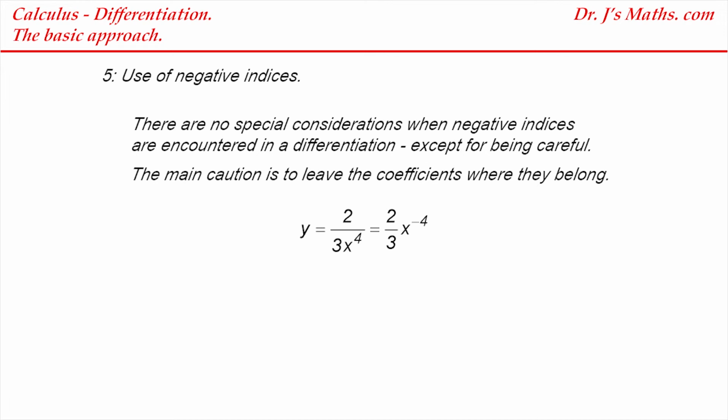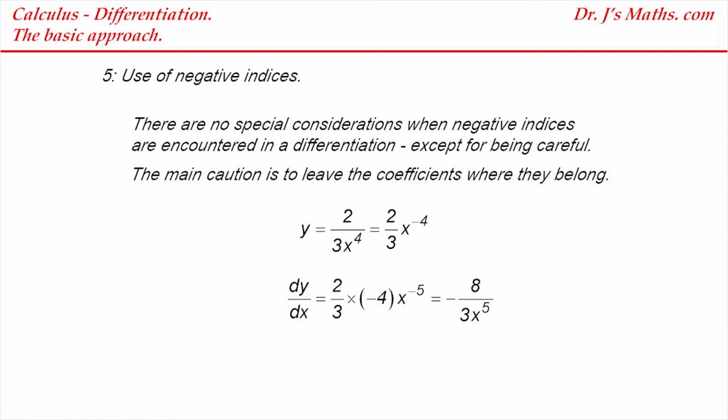Proceed as usual. 2/3, rewrite it down, it's a coefficient, times, bring the index down the front, minus 4, rewrite the x, take 1 off the minus 4, it becomes minus 5. So tidy it up, the result is minus 8 over 3 x to the fifth.